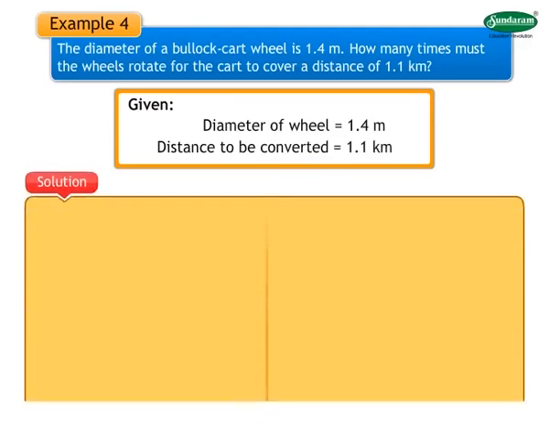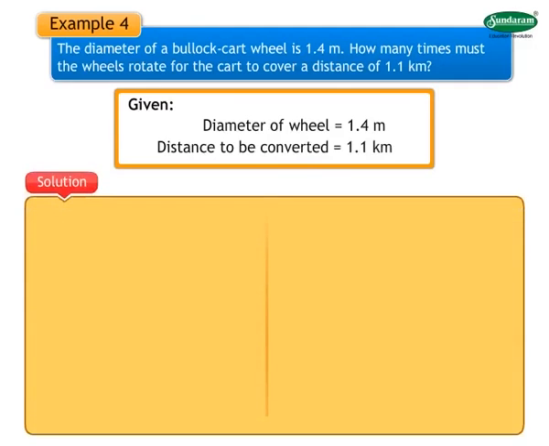Solution. Remember to convert all units for simple calculation. In this example, we will convert kilometer into meter. As 1 kilometer is equal to 1000 meter, therefore 1.1 kilometer is equal to 1.1 into 1000, which is equal to 1100 meter.